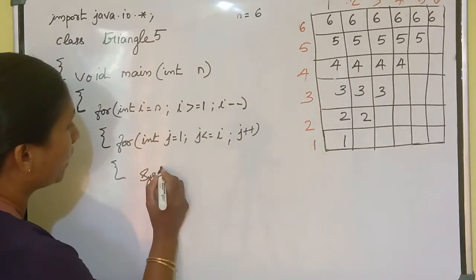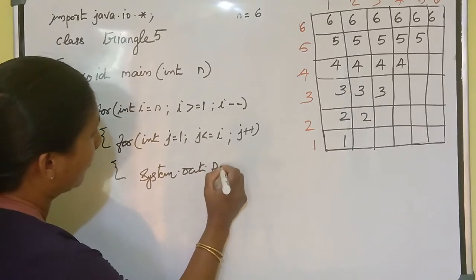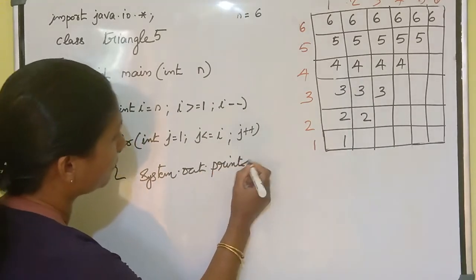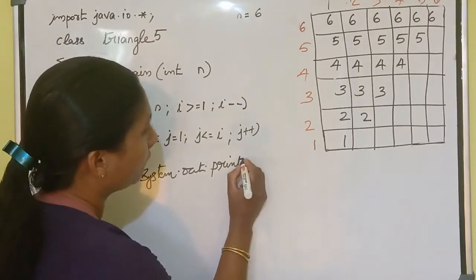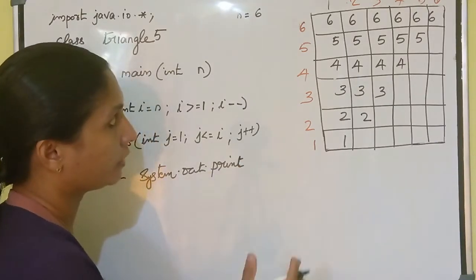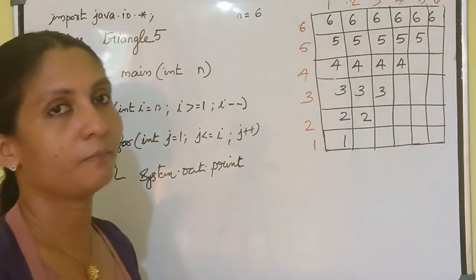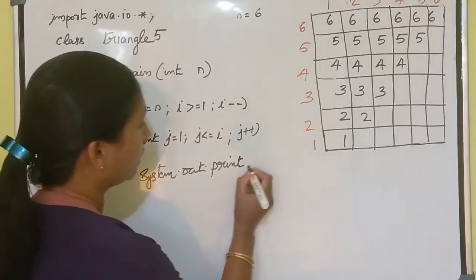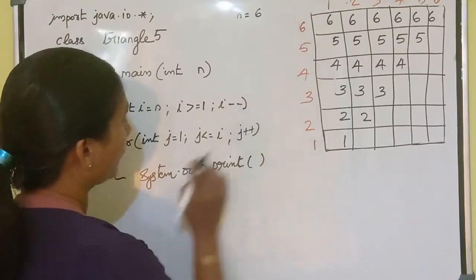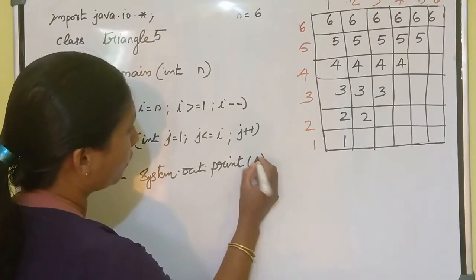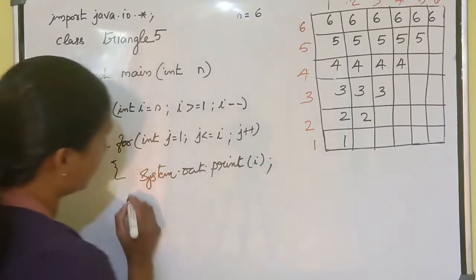System dot out dot println statement. Okay, sorry, not println, the print statement, because we need the values in one row. We need the values in the same line. They need not be printed to the next line. Then you have to give the print statement. Which value can we print here? The value of i. In the first row, the value of i will be 6. Then I will give i here.